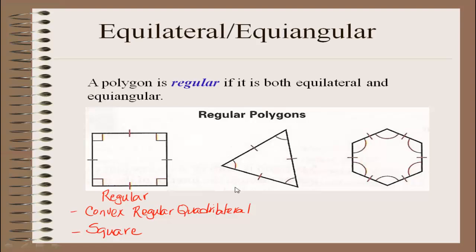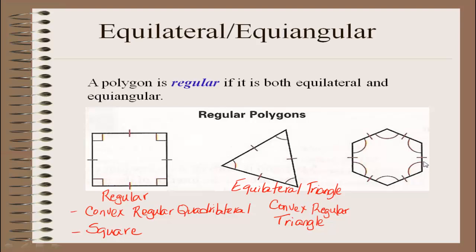We also know this as an equilateral triangle. And by the Isosceles triangle theorem, we know that if two sides are congruent, then their opposite angles are also congruent. So this makes all three angles congruent. So this is an equilateral triangle. I can also say it's a convex, regular triangle. That would be another name I could name this figure.